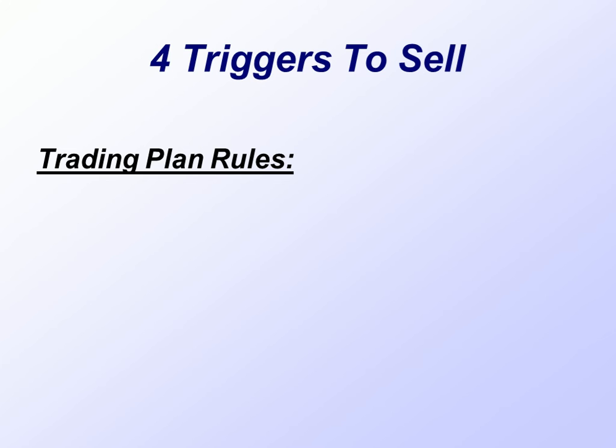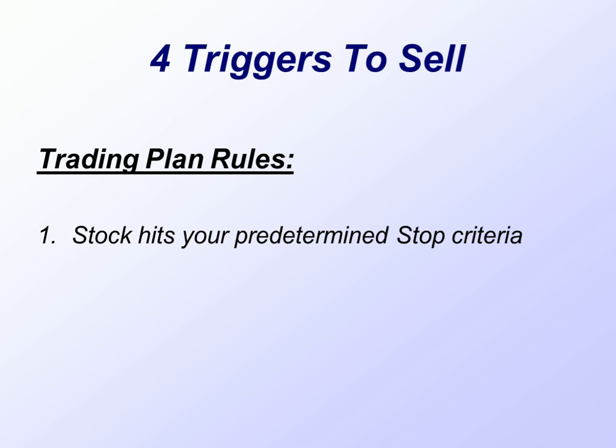And how did you determine those rules? By doing some back testing with the VectorVest tools, or through extensive visual back testing by looking at a lot of stock charts. But those trading plan rules, which include the 3 pillars of when to buy, what to buy, and when to sell, on the when to sell leg, we're saying the first rule is the stock hits your predetermined stop criteria. If you predetermined that a 10% trailing stop was the best stop for the stocks that you trade, and your stock hits that stop, you need to sell the stock.